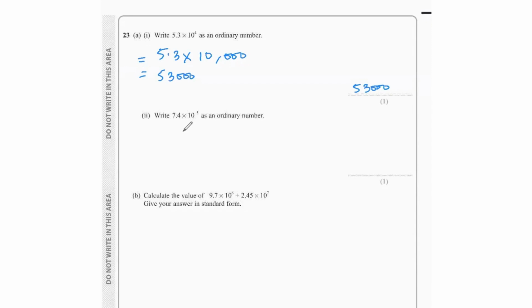It says write 7.4 times 10 to the power of negative 5 as an ordinary number. Now, we're going to move the decimal place towards the left side, not the right-hand side, because the power is negative. So when you move it 5 places to the left-hand side, what we'll have is 0.000074. That's your answer.